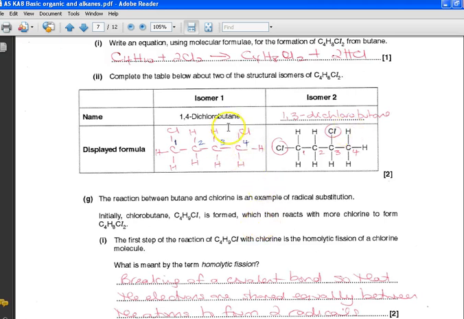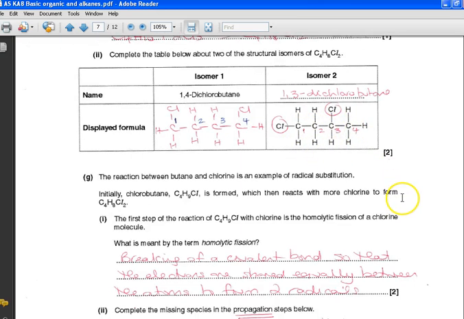Right, complete this table, pretty straightforward. Draw the displayed formula of 1,4-dichlorobutane, and I think everyone got that right. Some of you got this wrong though, I don't know why. I think some of you numbered it 2 and 4. It's always the lowest number combination. So 1 and 3 is the number combination. You're counting from this end, 1, 2, 3, 4, not this end, 1, 2, 3, 4.